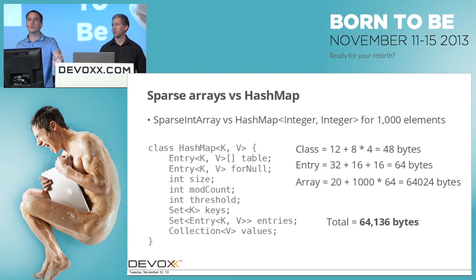So again, if you have a hash map of just 3 or 4 elements, it's not a big deal to use a hash map. You should still use a sparse array if you can. But as you're using more and more elements, the overhead of the standard hash map will become pretty significant.